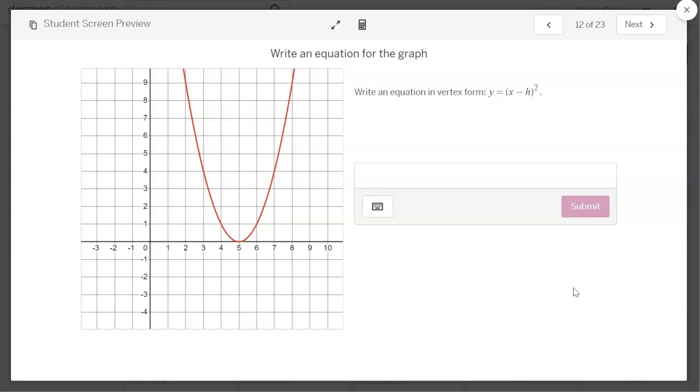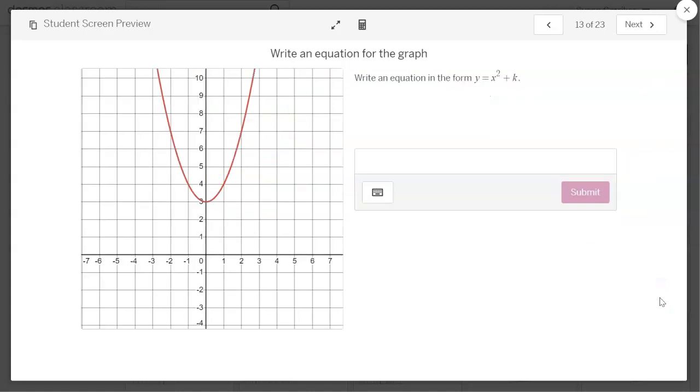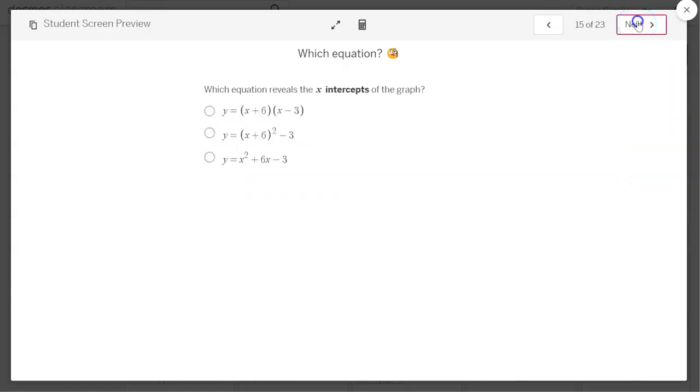So write an equation in vertex form for this graph. Write an equation in the form y equals x squared plus k. So this is technically standard form and vertex form, so you could talk about that. Why is that so? How could one equation be in both forms? Which equation reveals the x-intercepts of the graph? Which equation reveals the y-intercept of its graph?